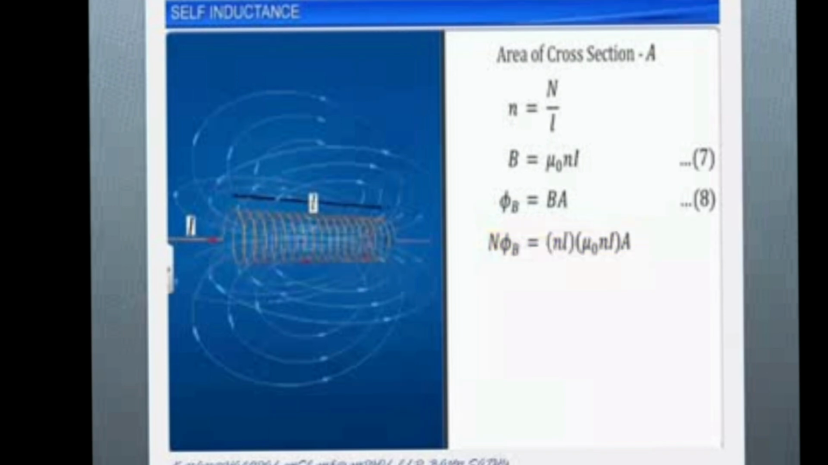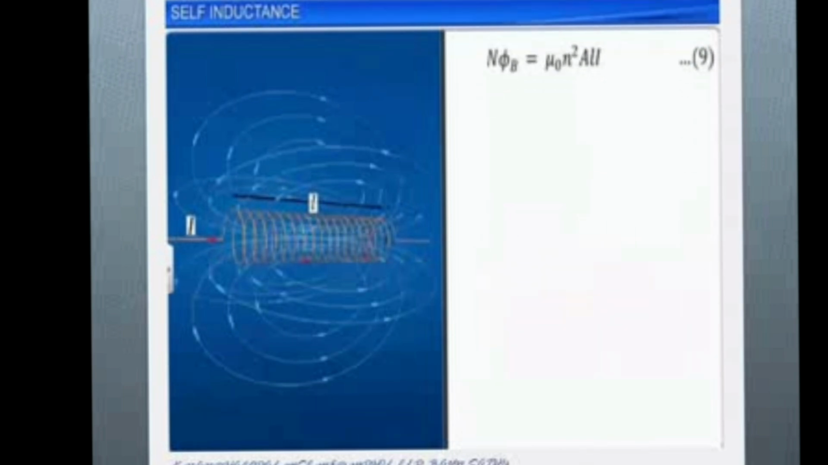The number of turns is multiplied on both sides. Substituting the B value, you will get this equation: N phi B equal to mu naught N square A l into I. So this is the final equation. In this equation, N phi B is also equal to L into I.